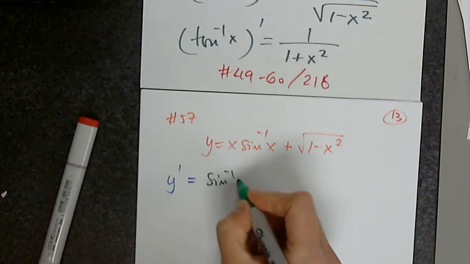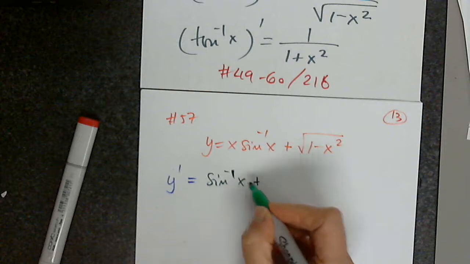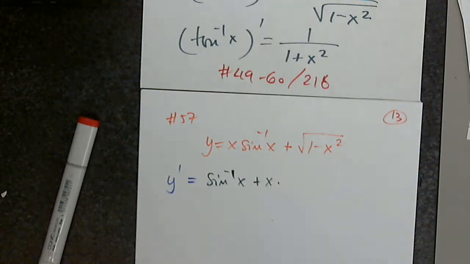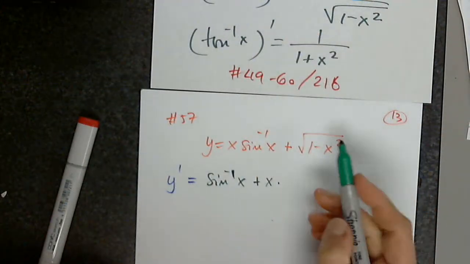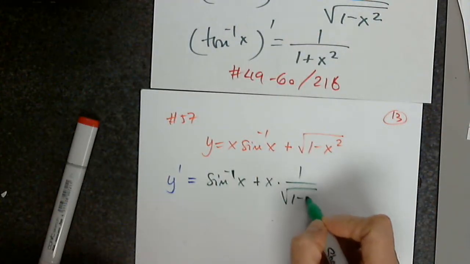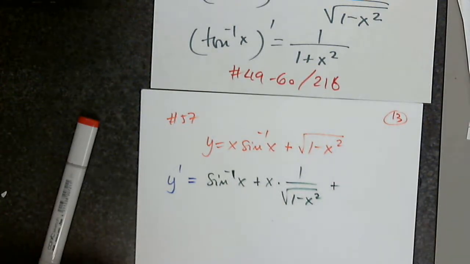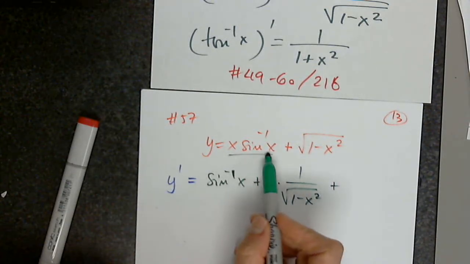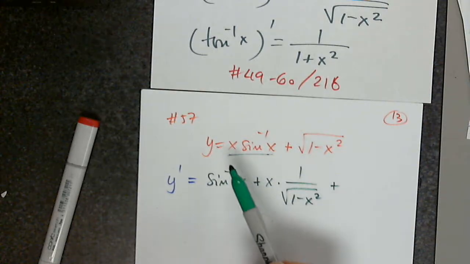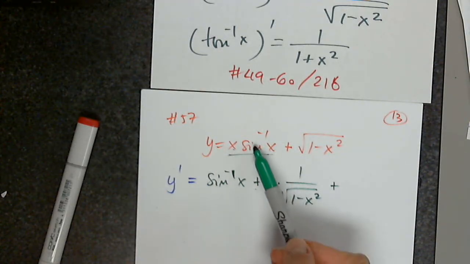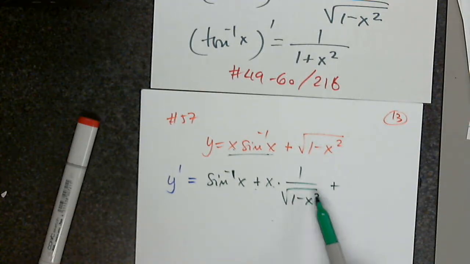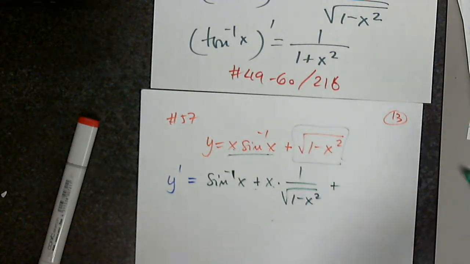Sine inverse plus x times. Exactly. Exactly. 1 over the square root of 1 minus x squared plus. So I'm done with this. I had to use the product rule. The first function prime is 1 times the second function plus the first function times the second function prime. And now I reached this stage.